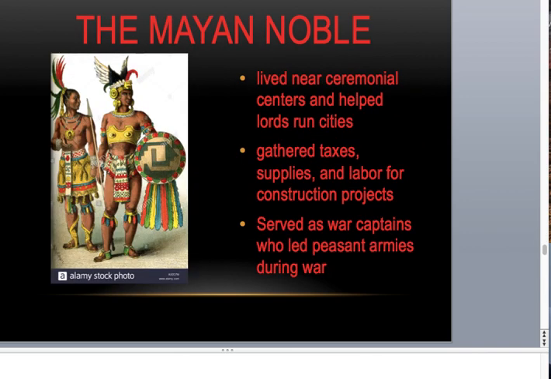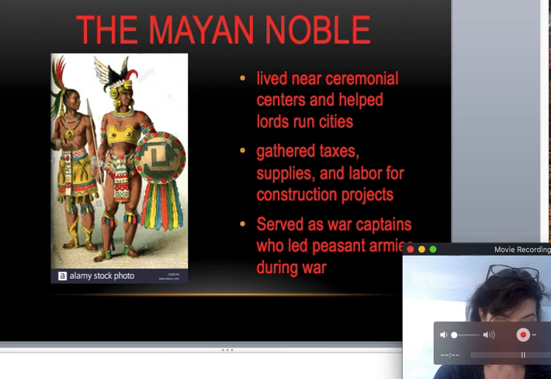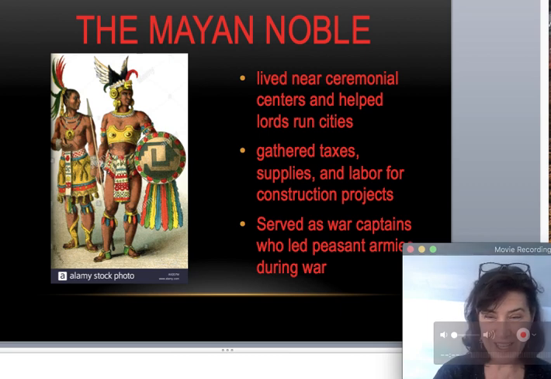The next level of the hierarchy was the noble. Below the lord were the nobles, who served as chiefs and lesser officials and oversaw the administration of the Maya cities. Some nobles lived in hamlets surrounding the main ceremonial centers. They ruled over hamlets that consisted of hundreds of compounds, each housing an extended Maya family. Nobles gathered taxes, supplies, and labor for projects such as construction of temples and ball courts. You'll hear more about the ball courts later. They're pretty interesting.